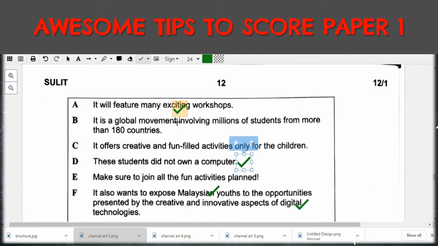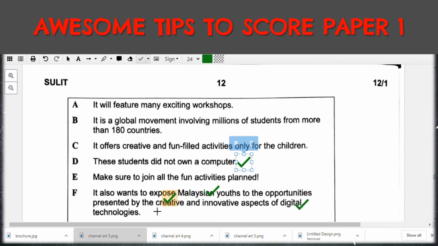It features many exciting workshops. No. That doesn't mean anyone can, because it features, right? Global movement, students from more than, no. It offers creative and fun-filled activities only for the students. Usually when you have the word only, be careful. It might not be the answer.